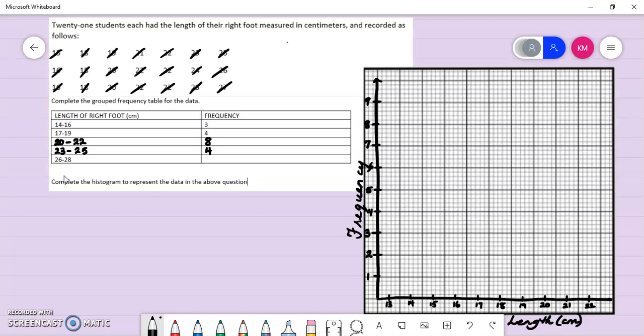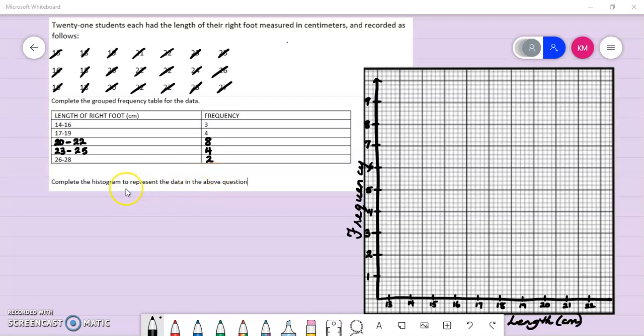I have 2 numbers. And remember, it's 21 students. So if I add up my frequency, I should get 21 students. Let's check. 8 and 2 is 10, and 4 is 14, and 4 is 18, and 3 is 21. So yes, we have 21 students, and that is how we can verify that our frequency was indeed calculated correctly.